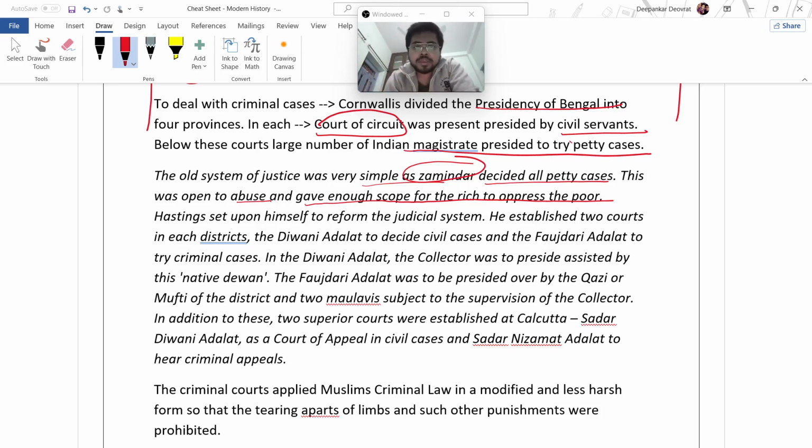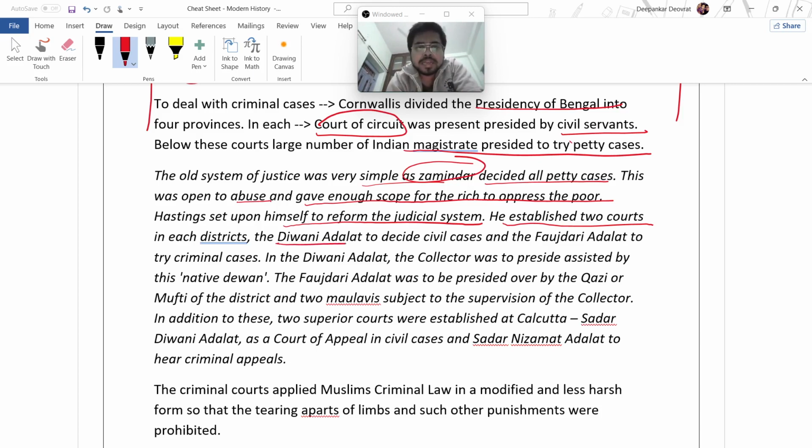Okay, so to check those abuses, a judicial organization was implemented. Hastings set upon himself to reform the judicial system. He established two courts in each district. How many courts? Two courts, for civil and criminal processes. Only these two options are there.